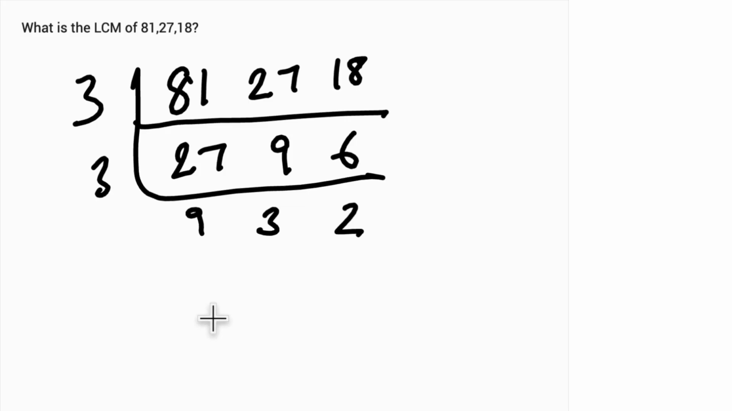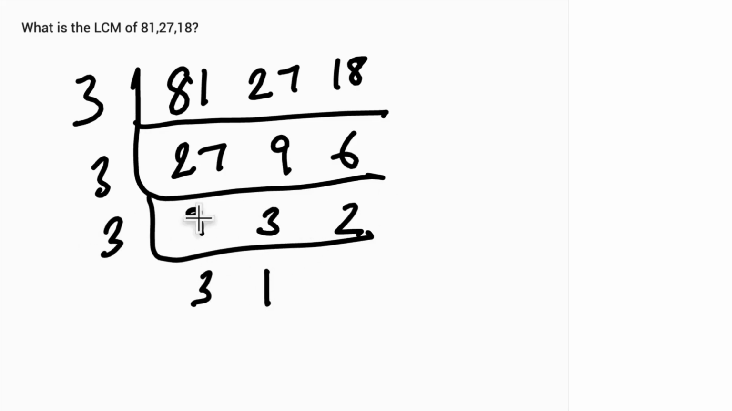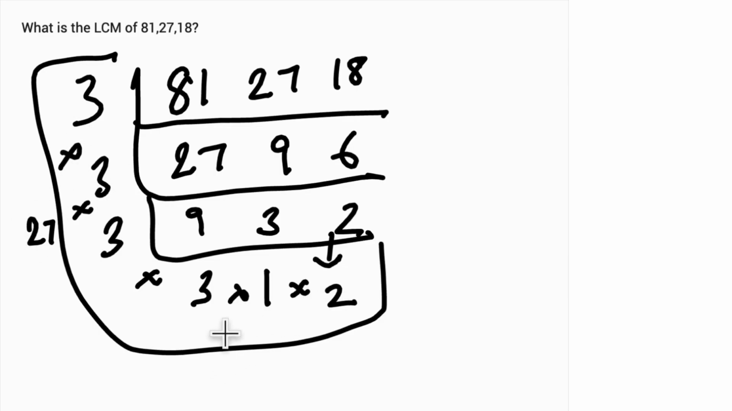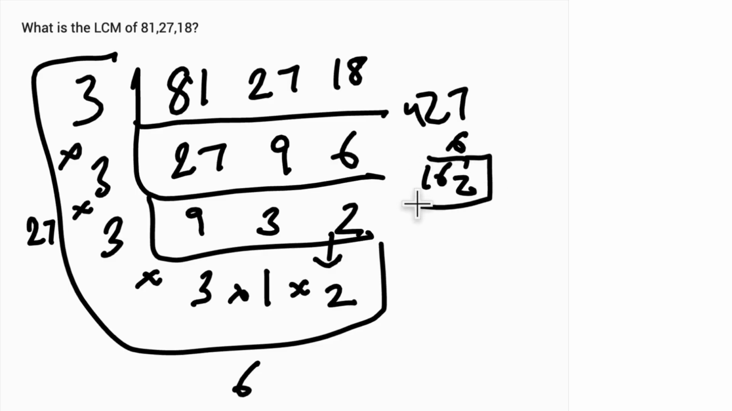Now this is the biggest difference between LCM and GCF. So look, even if two numbers out of the three numbers have a common factor, we still have to divide it out. So 9 and 3 have a common factor of 3. So we still divide that out. 9 divided by 3 is 3. 3 divided by 3 is 1. And 2 divided by 3, we don't write 2/3 or anything, we just bring down the 2. So now we have to multiply everything together. 2 times 1 times 3 times 3 times 3 times 3. So 3 times 3 times 3 is 27, and 3 times 2 times 1 is equal to 6. So 27 times 6 is 162. So the LCM of 81, 27, and 18 is 162.